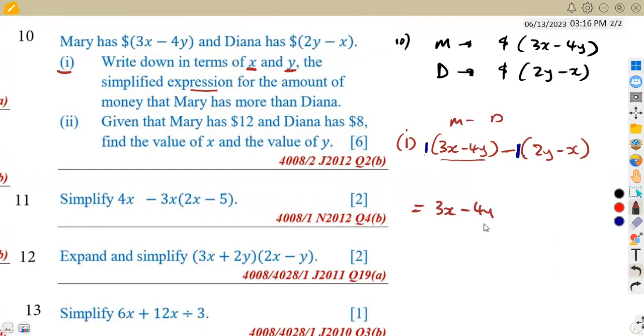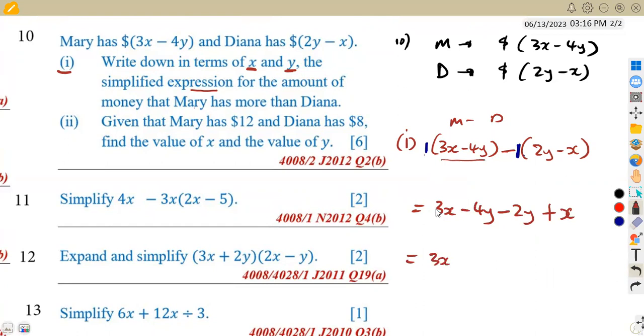3x minus 4y is not going to change. From this part, it's going to be negative 1 times 2y, which is negative 2y, and negative 1 times negative x. So it's negative, negative, which is a positive. That will be positive x. So collect your like terms.